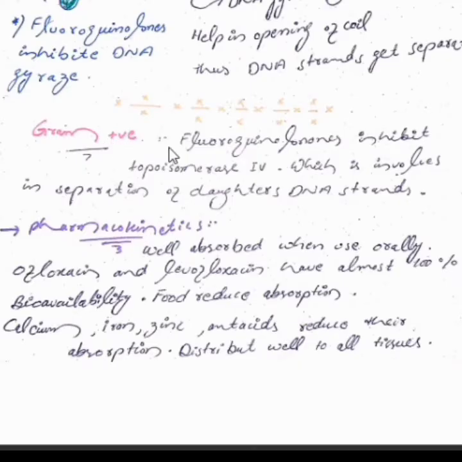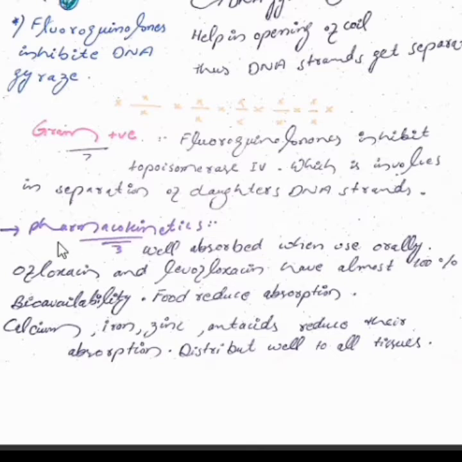In the case of gram-positive bacteria, fluoroquinolones inhibit topoisomerase 4. Topoisomerase 4 helps in the separation of daughter DNA strands. When there is DNA replication, multiple copies of the daughter DNA are formed. For the separation of the daughter DNA strands, we have the topoisomerase 4 enzyme, but fluoroquinolones in gram-positive bacteria inhibit topoisomerase 4, so there will be no separation of the daughter DNA strands and the bacteria will die.